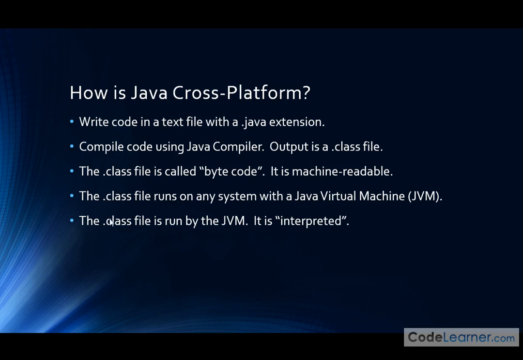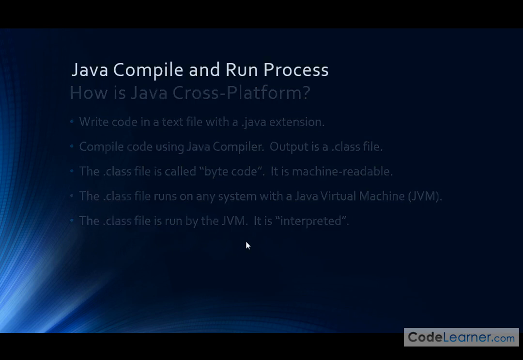The Java virtual machine looks at the class file, and it actually goes line by line through there, and it executes the binary code in the class file. And when we say it's interpreted, that's all that we're saying: the virtual machine just goes line by line and looks at the instructions and executes the output.